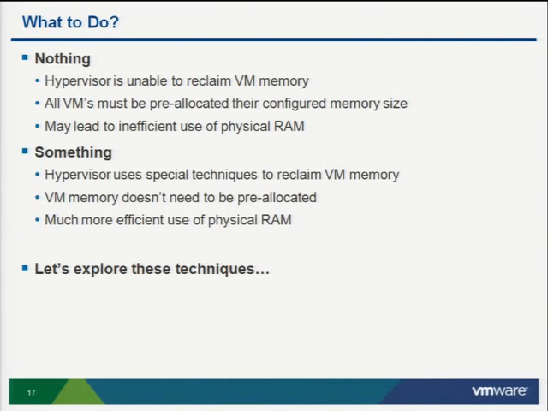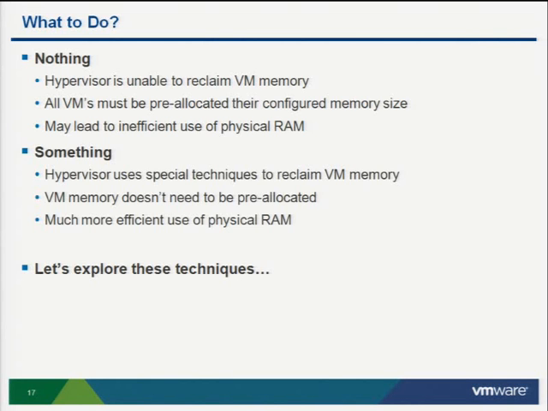Or we can do something about it. And this means that the hypervisor has to innovate various techniques to be able to reclaim this memory. And that means, furthermore, that the VM memory does not need to be pre-allocated. It can be allocated on the fly as the VM tries to use it. And obviously this means that you can have more efficient use of your memory because a VM's only using what it's really using. It's only consuming what it's really using.